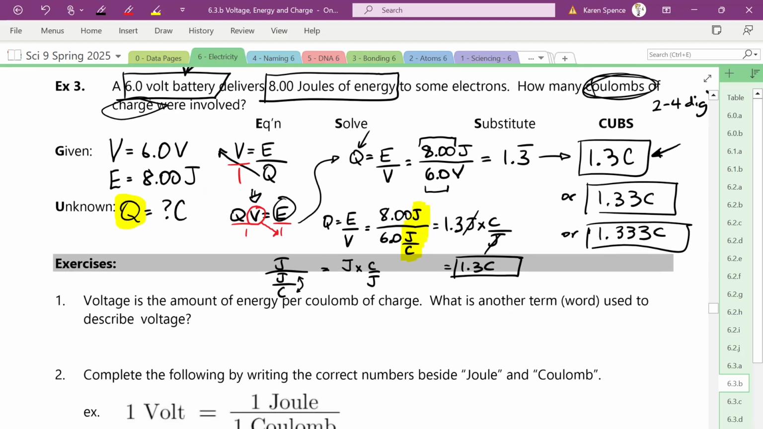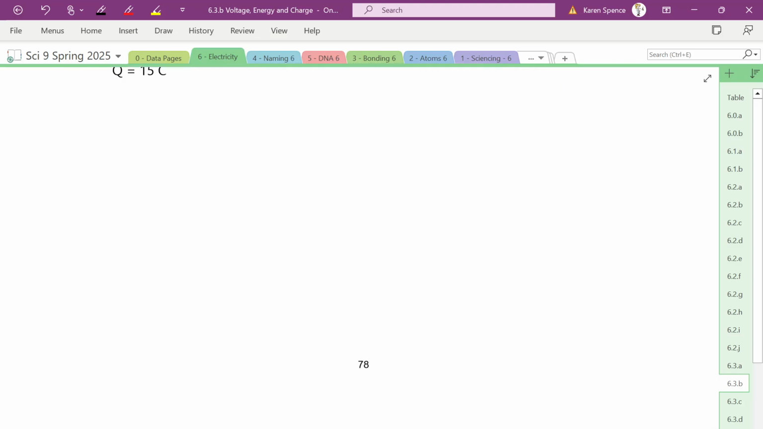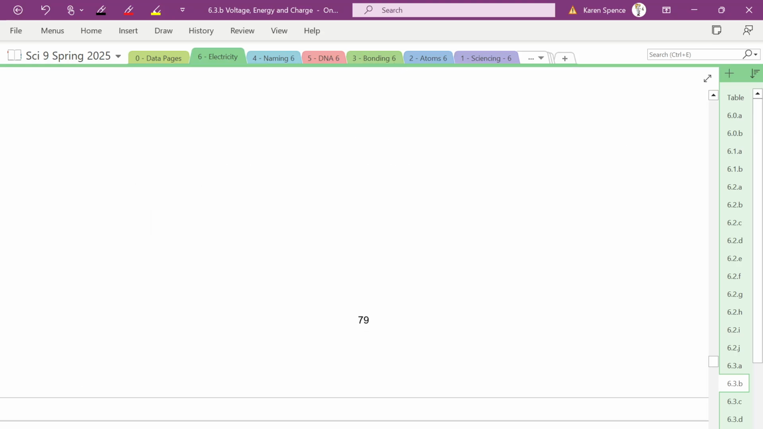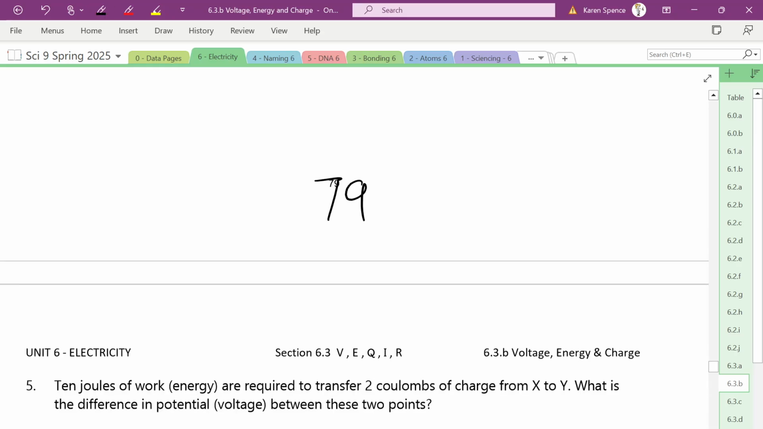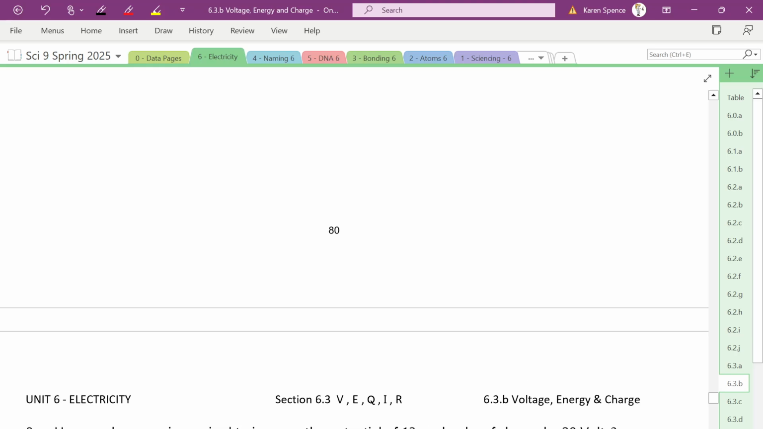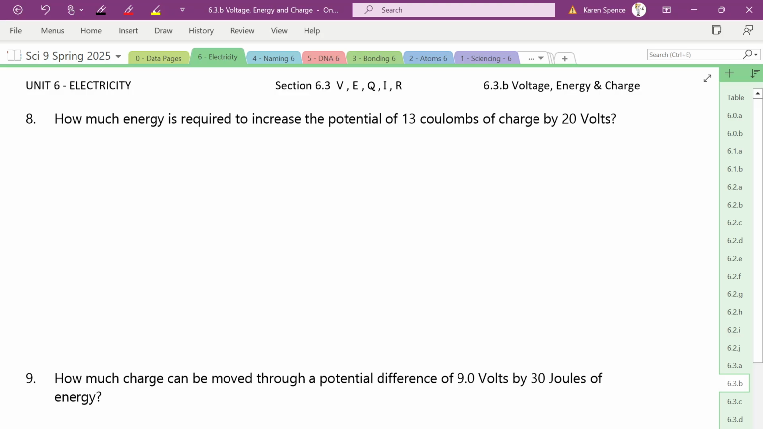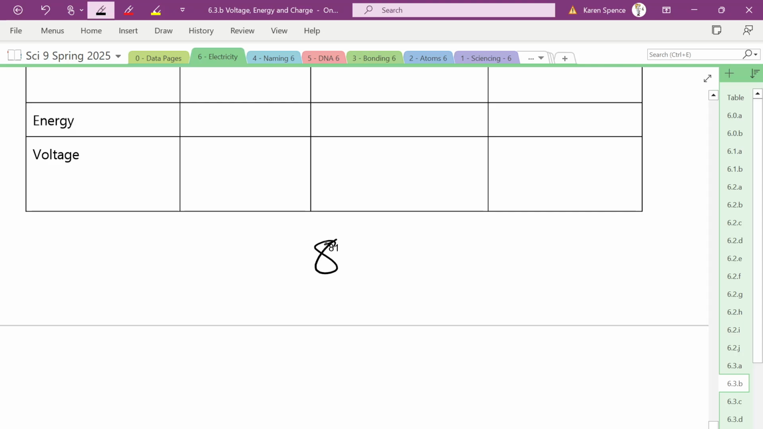And now you guys have some questions to do on pages. This is page 78 that we're on right now. So we have 78, 79, 80, and 81. So lots of practice for you.